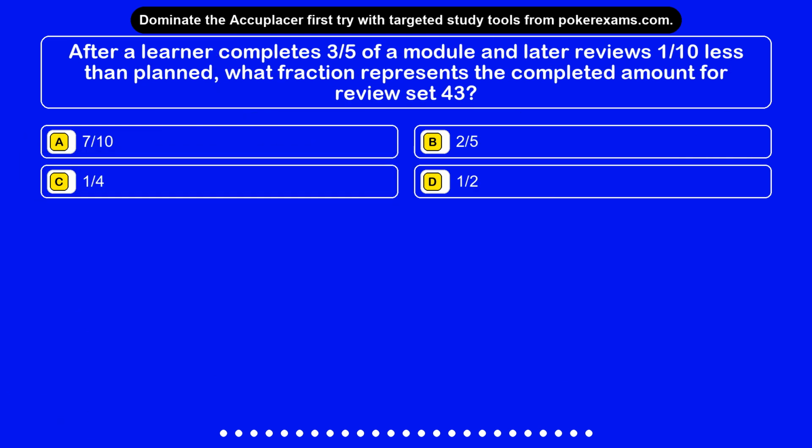Question 2. After a learner completes 3/5 of a module and later reviews 1/10 less than planned, what fraction represents the completed amount for review set 43? Option A, 7/10. Option B, 2/5. Option C, 1/4. Option D, 1/2.